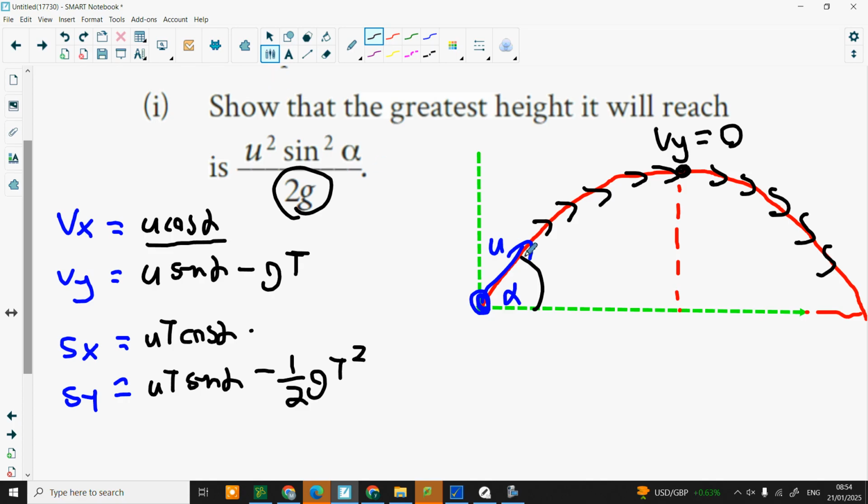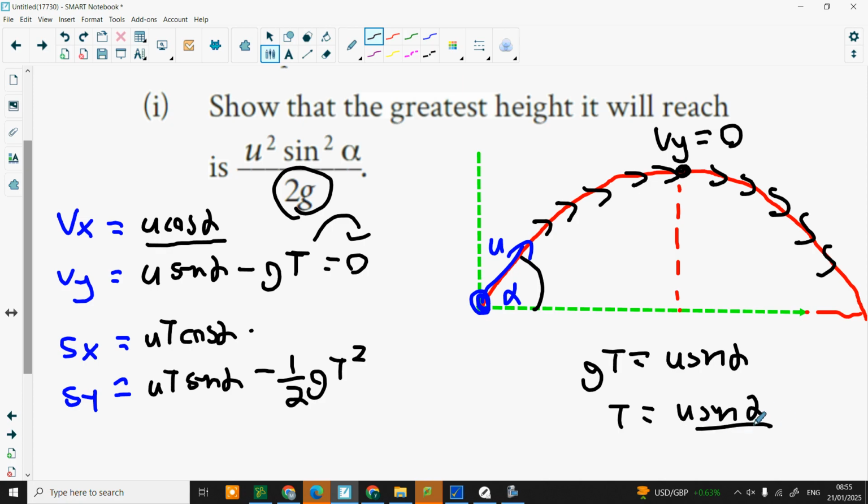Ready? So I'm going to put vy equals 0. And then I'm going to get gt equals u sine alpha. Does everybody understand where I got that from? Brought over the gt and put the two of them equal to each other. Okay? I'm going to divide by the g underneath. Are we cool with that? Okay, so we're good so far.